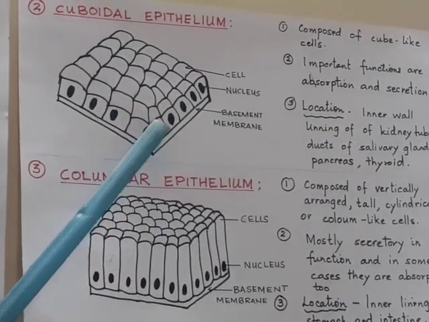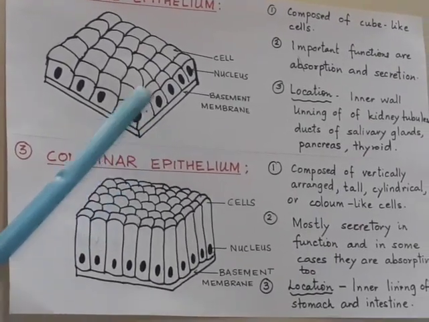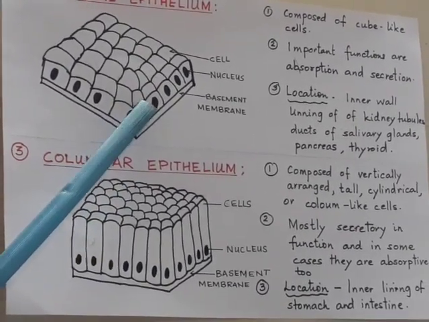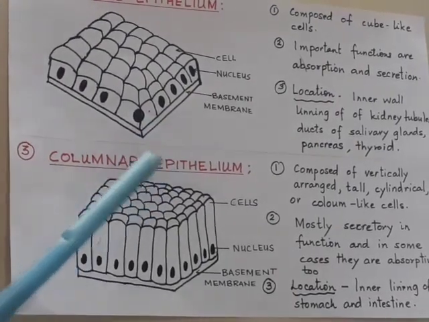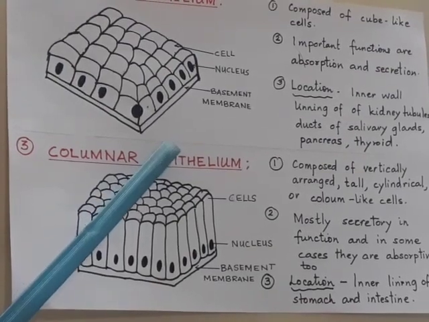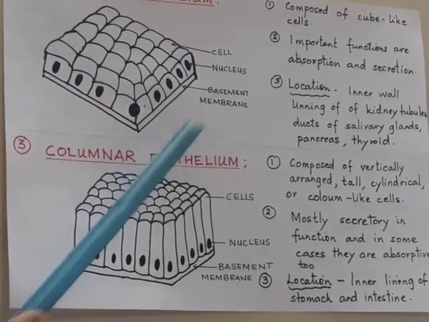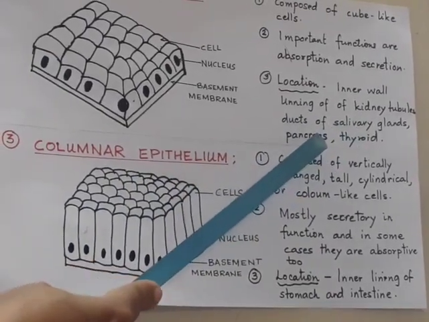In that case, there is an inward projection to form a gland. Each of these cuboidal cells forms an inward projection and they form a gland, a circular gland. And that is why it is known as glandular epithelium, cuboidal glandular epithelium, which is found in thyroid and pancreas.